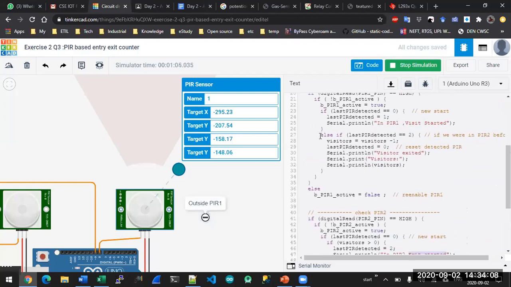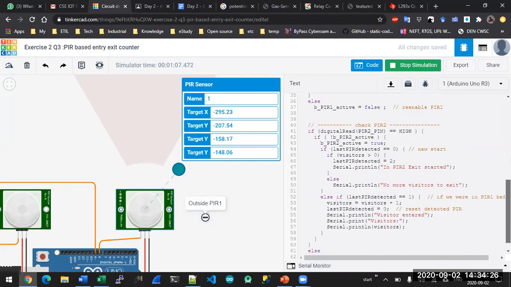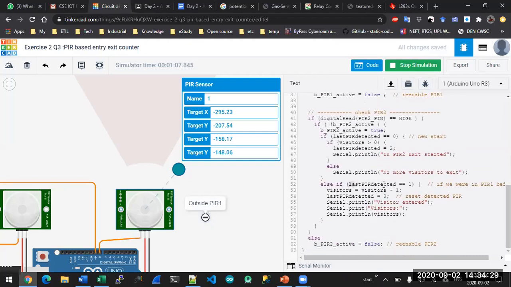Then this condition, if earlier the PIR 2 was detected, now PIR 1, so that means the person has exited. Now visitor minus 1, the count is decreased now, and we have just printed the number of visitors. Okay. And similar case in this, if last PIR detected was 1 and now the PIR 2 is activated, that means the person is moving from outside to inside, so we have to increase the visitor count. Okay, and then reset the condition and print the number of visitors here.